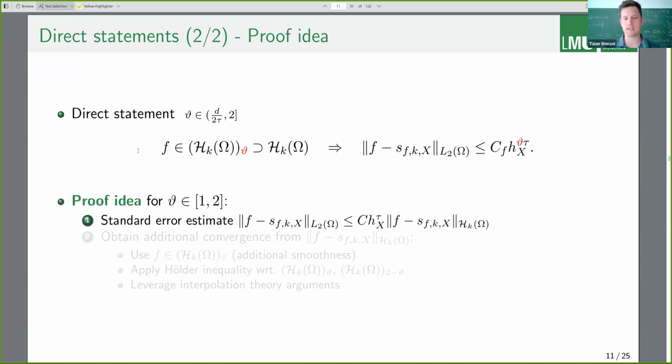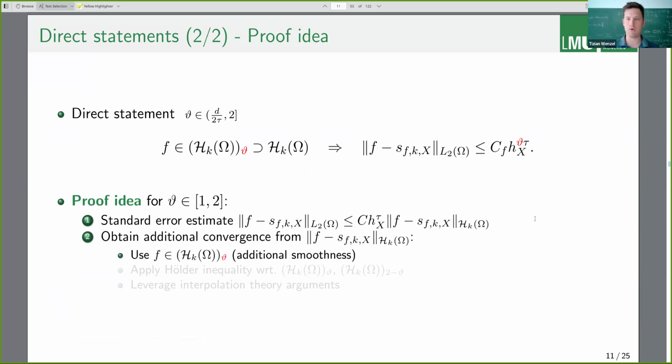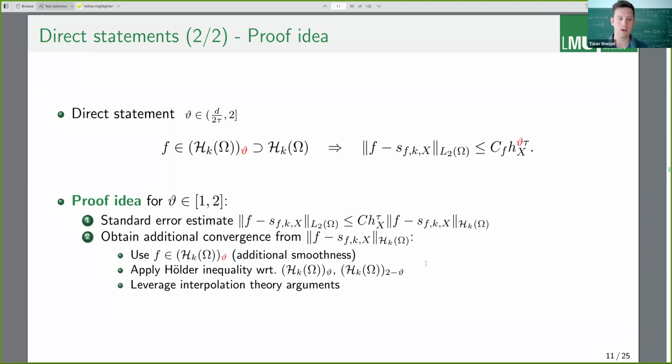And the proof idea is to start with such a standard error estimate. And then we can squeeze out additional rates of convergence from this LKHS residual term here. And these additional convergence rates are based on the additional smoothness, then an application of the Hölder inequality with respect to these two spaces, and then finally some interpolation theoretical arguments. Okay, and that's it for the direct statements.